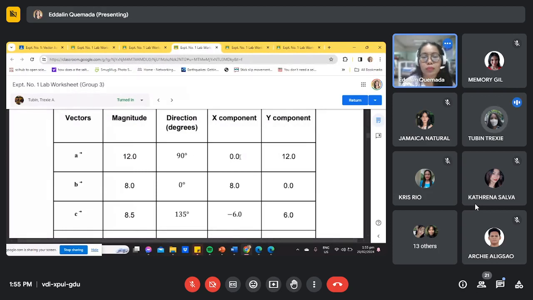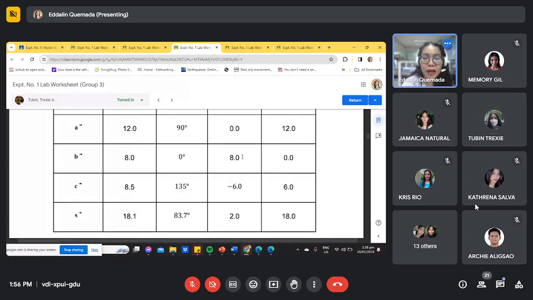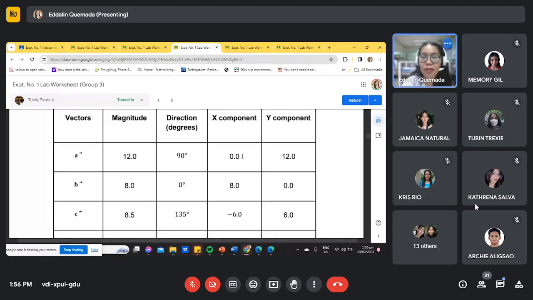Because it is 90 degrees, miss, so it lies on the y-axis. It has no horizontal component, because its angle puts it right on the y-axis, so its x component is zero. So where does the vector lie? It lies on the y-axis, miss, the 12 on the y-axis.